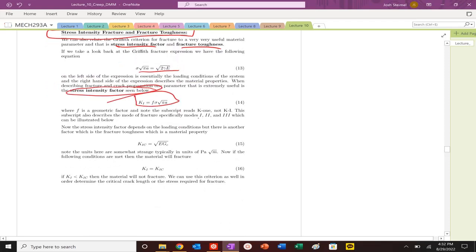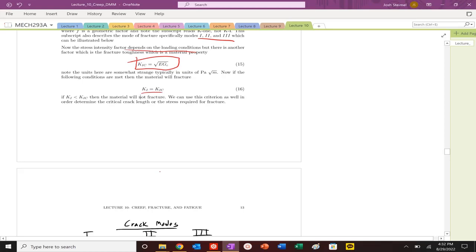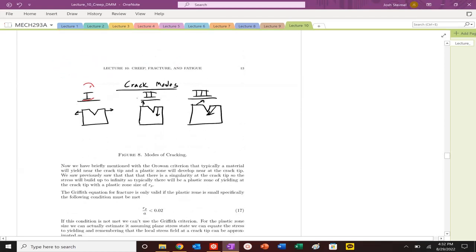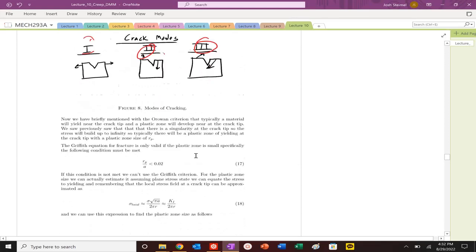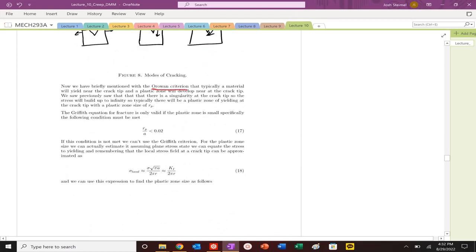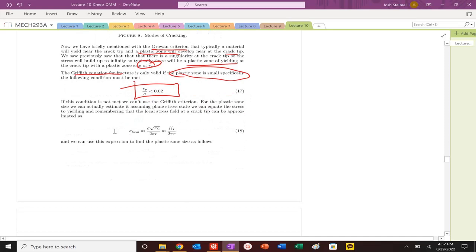So this is an empirical expression which tells you the inherent fracture toughness of a material, and you could relate that based on the stress applied and then the initial crack size. So there are different crack modes as well in your materials, so modes 1, 2, and 3. In addition, we talked about essentially our Orowan criteria that's good for ductile materials because there will be a plastic zone of deformation before the crack extends. So if our radius of plastic zone over our crack length is less than 0.02, the Griffith criteria is good. If not, we want to use the Orowan expression.